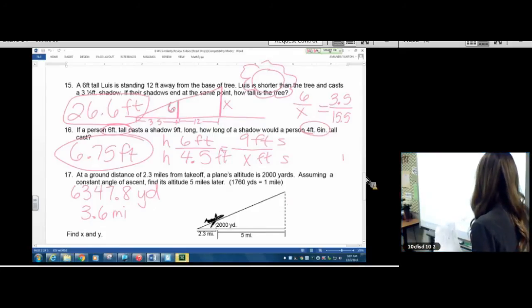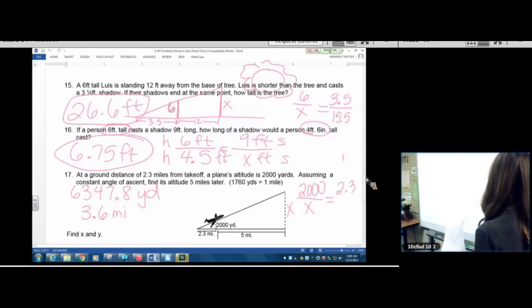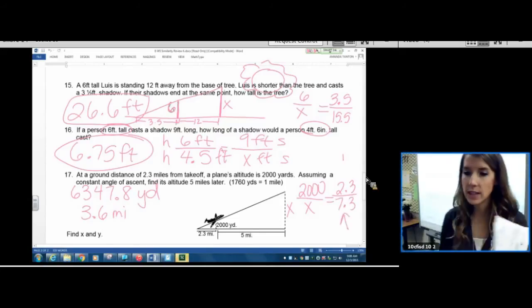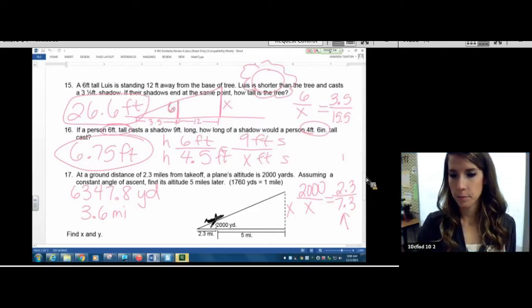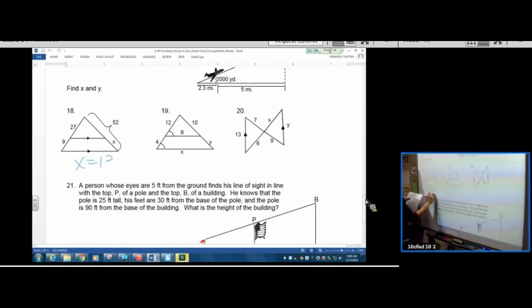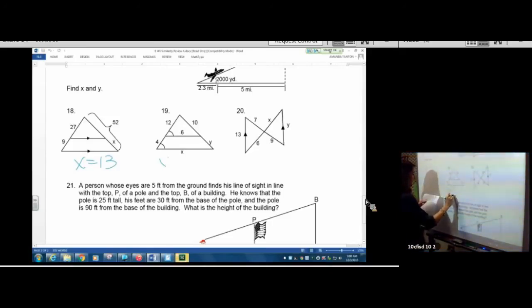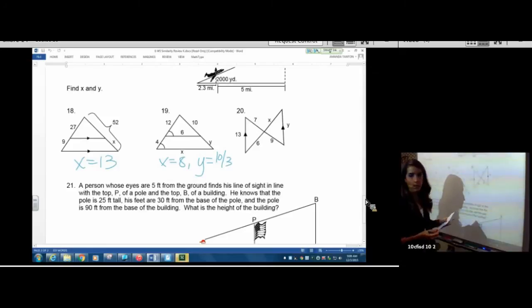So if I call this x, we could say 2,000 is to x as 2.3 is to 7.3. That 7.3 is the important part. You have to add 5 to 2.3. Okay? On the first one, good. X is 13. On the next one, X is 8. And Y is 10/3, I believe. Yes?